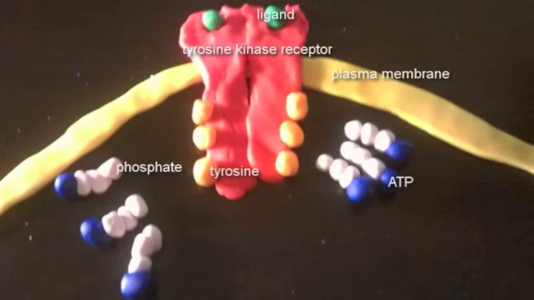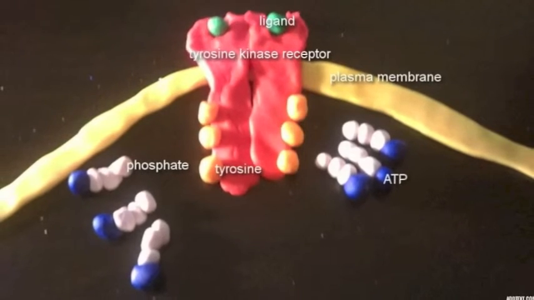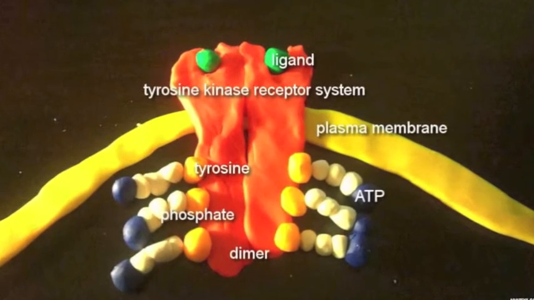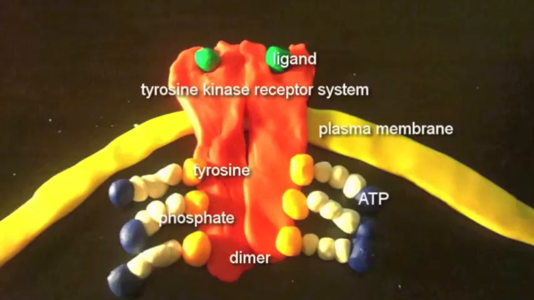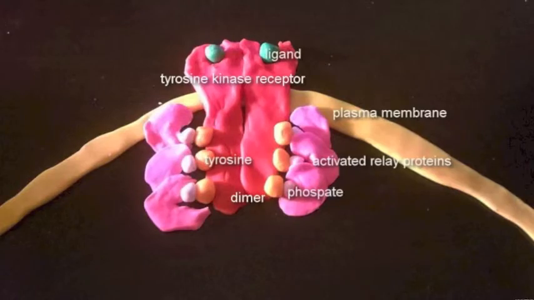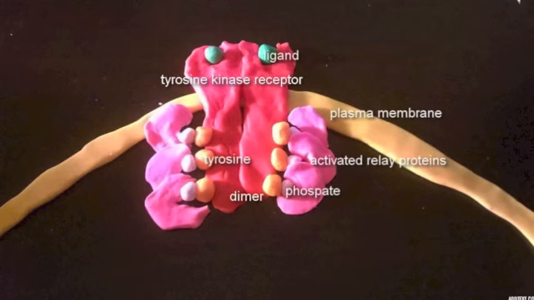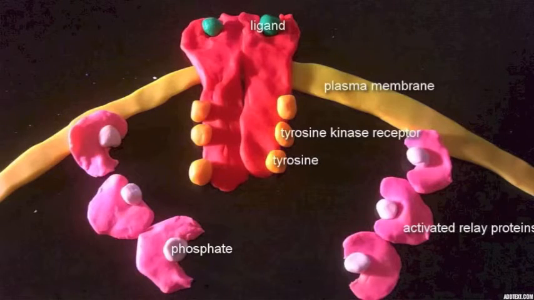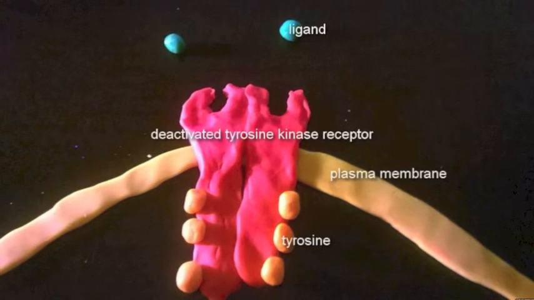This will fully activate the tyrosine kinase receptor by phosphorylation of the tyrosine kinase, creating a dimer. Here, the inactive relay proteins are activated. Here, the activated relay proteins bind to the phosphorylated tyrosine kinase. This activates multiple responses. In this case, it is calcium ions being released from the ER.